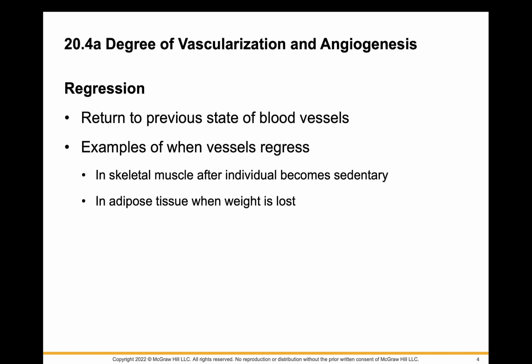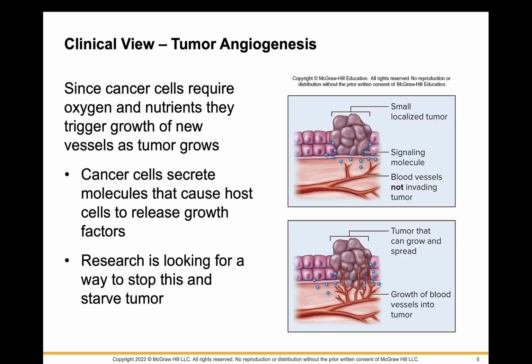Now, this also leads to what we're going to refer to as a use it or lose it principle. Here, this is about regression. Generally what will happen is a return to the previous state of blood vessels. For example, if you have an individual that is no longer exercising, we're going to see a decline in the capillarization that was formed due to endurance training. If we look at weight loss and the adipose tissue is gone, we're also going to see this process of regression take place.